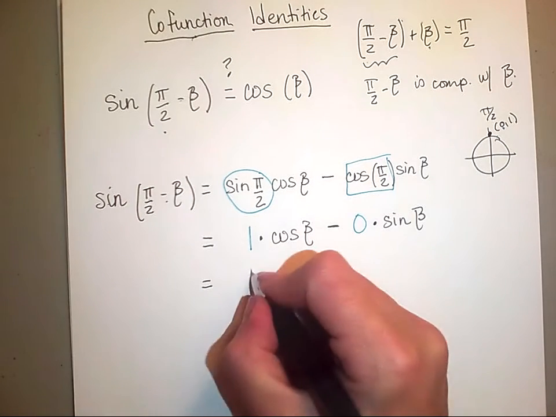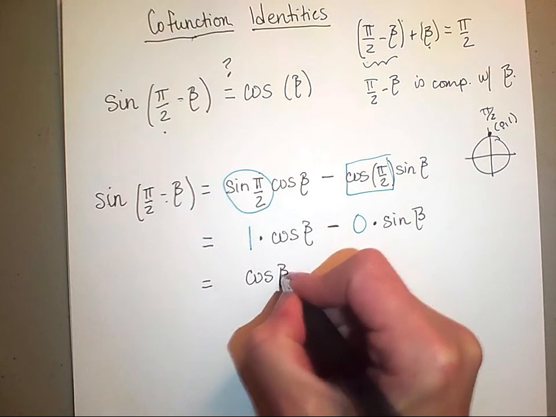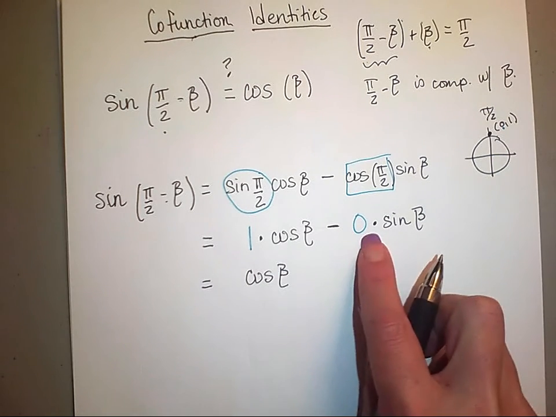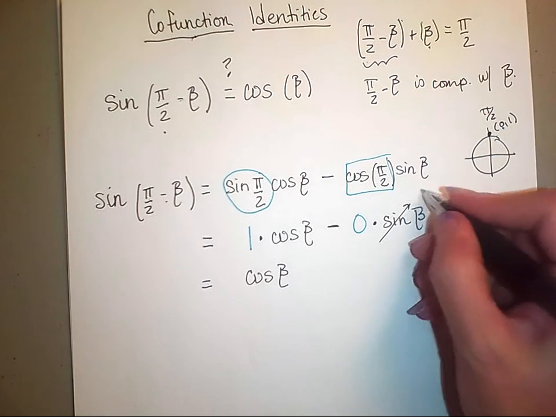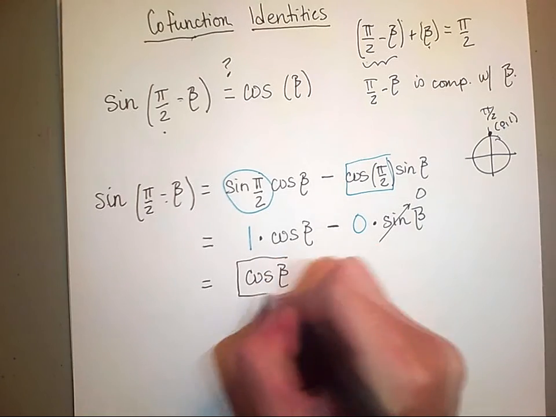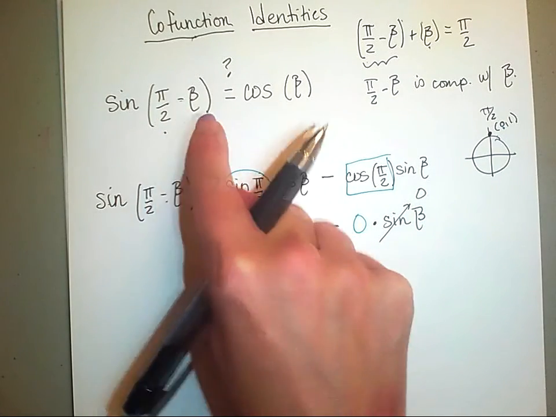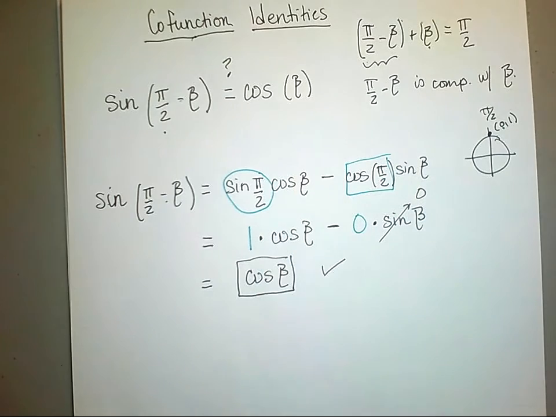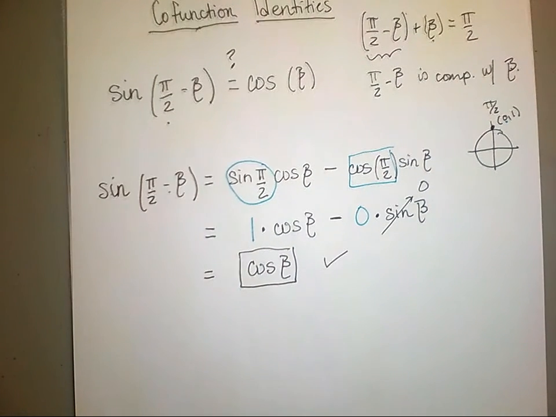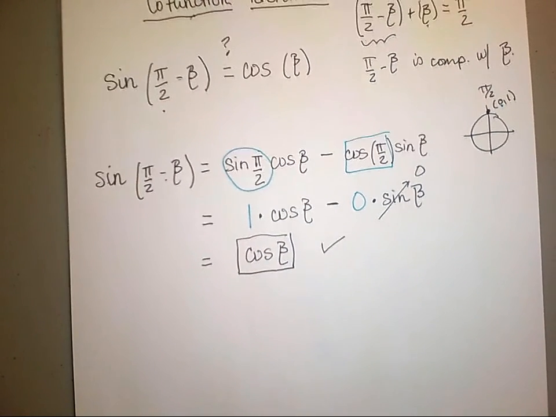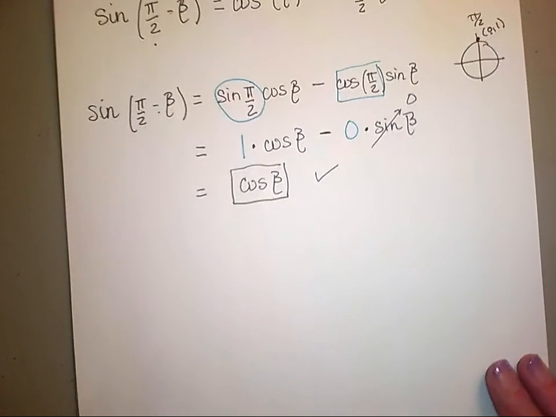And now it's just algebra. 1 times anything is just itself, so we get the cosine of beta, minus 0 times anything, which is just 0. So it is true that the sine of pi over 2 minus beta is equal to the cosine of just beta. This is because of the cofunctions.